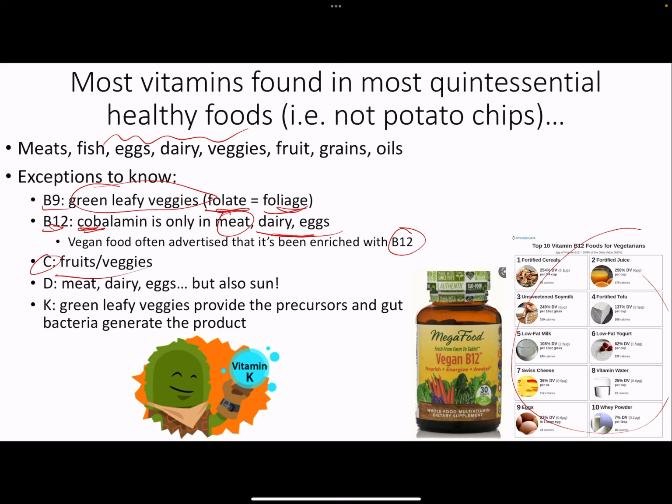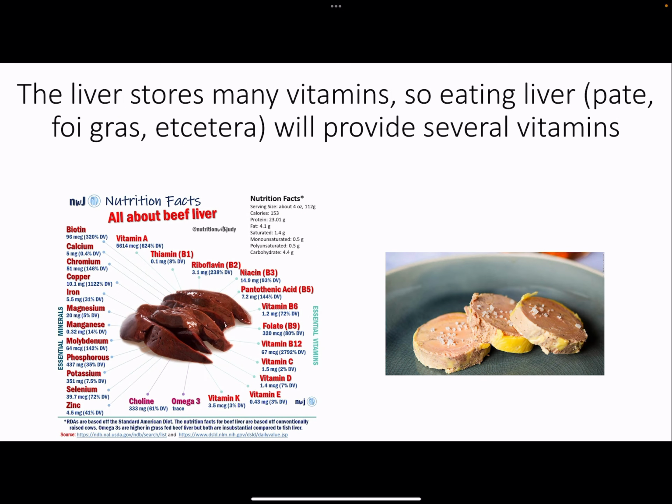Vitamin C is in fruits and veggies. Vitamin D is in meat, dairy, and eggs, kind of like cobalamin, but we can also get it from the sun. The sun's going to convert cholesterol into vitamin D. And K is also in green leafy vegetables like B9, but importantly, those are the precursors. In your GI tract, the gut bacteria are going to transform those precursors into the finished, or mostly finished, vitamin K product.